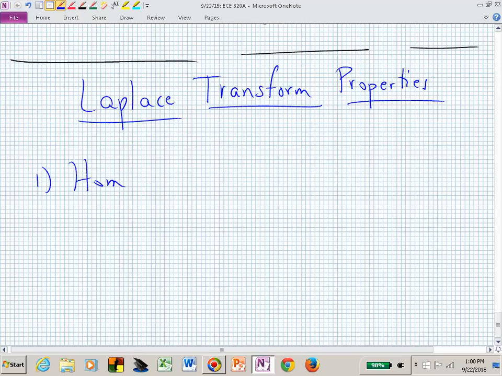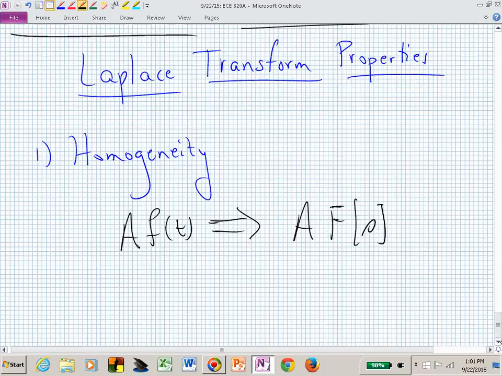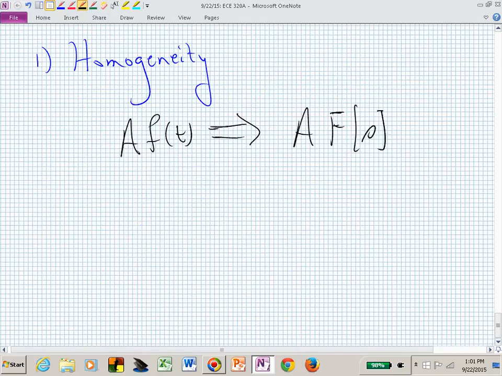What are some properties that we can see that are very useful for the Laplace transform? One is homogeneity. That's basically a fancy word for saying if you scale a waveform by some constant A, then that's the same as scaling the Laplace transform of that waveform, which we are calling capital F of s, by the same constant A.